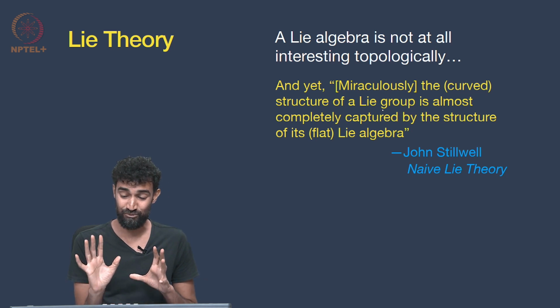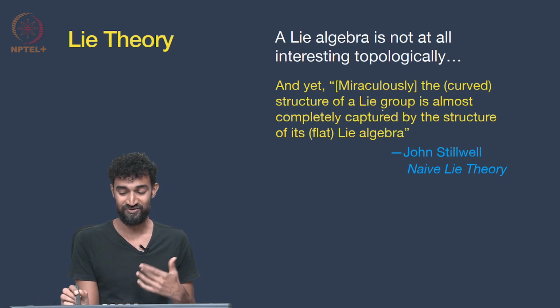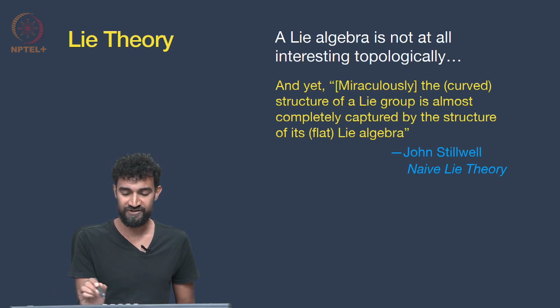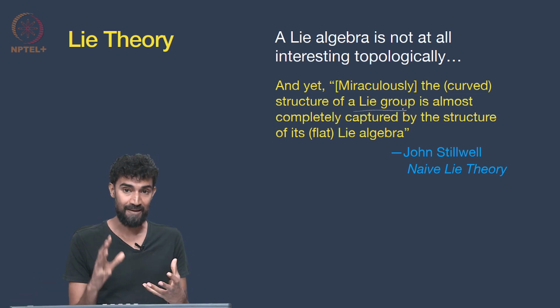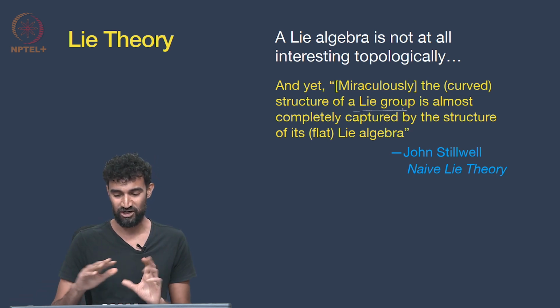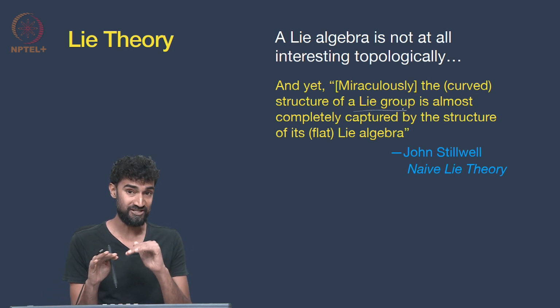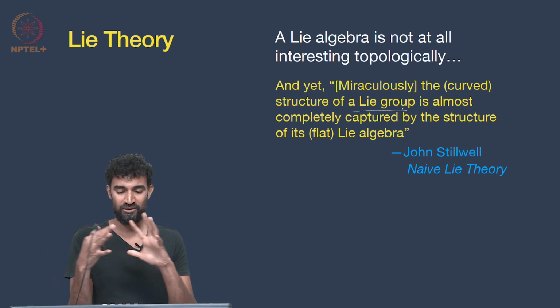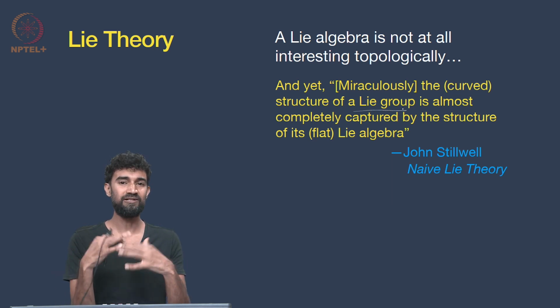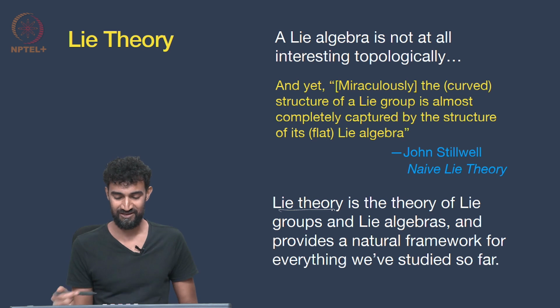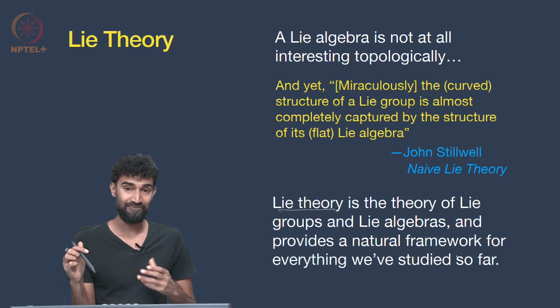And yet miraculously, in the words of John Stillwell in his book Naive Lie Theory, the miracle of Lie theory is that the curved structure of a Lie group is almost completely captured by the flat structure of its Lie algebra. Somehow the Lie bracket, which is the product of the Lie algebra, and this entanglement of infinitesimal rotations somehow completely determines most of the structure of the Lie group of orientation space. So Lie theory is the theory of Lie groups and Lie algebras and how they're connected. And it provides a natural framework for everything that we've studied so far.